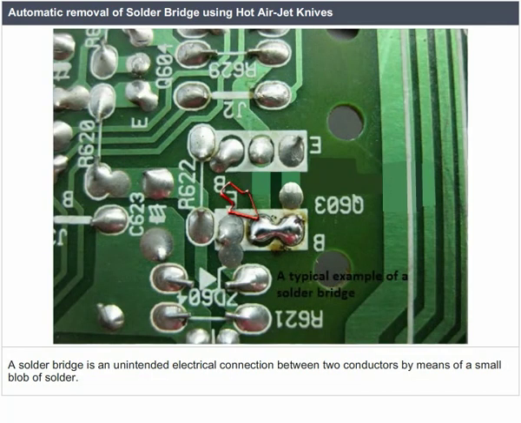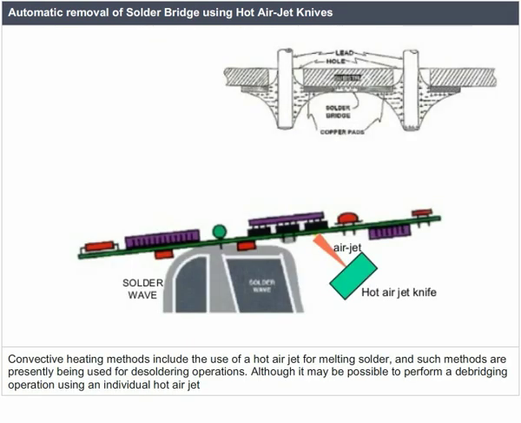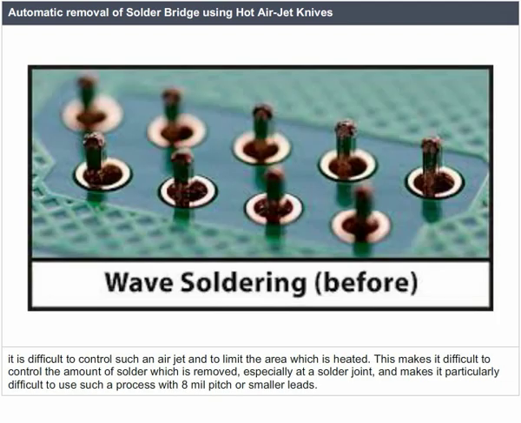A solder bridge is an unintended electrical connection between two conductors by means of a small blob of solder. Convective heating methods include the use of a hot air jet for melting solder, and such methods are presently being used for desoldering operations. Although it may be possible to perform a debridging operation using an individual hot air jet, it is difficult to control such an air jet and to limit the area which is heated.